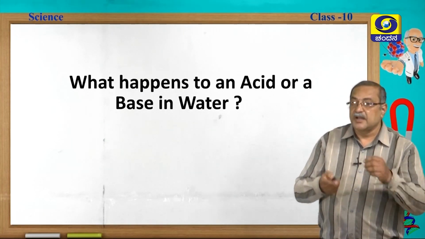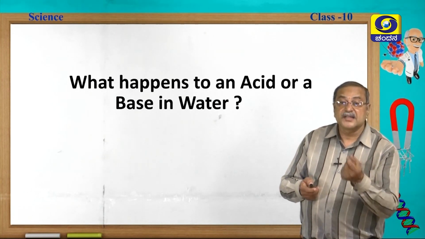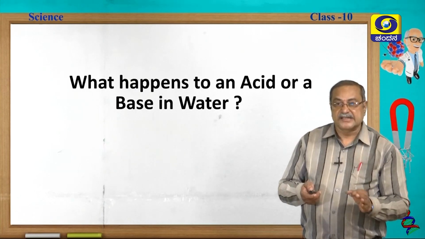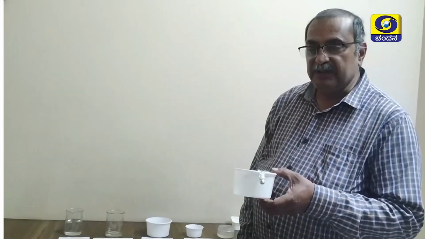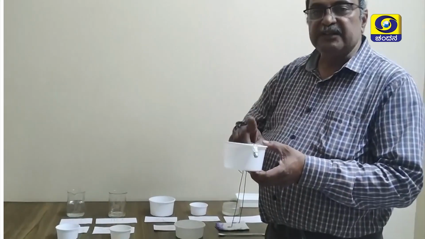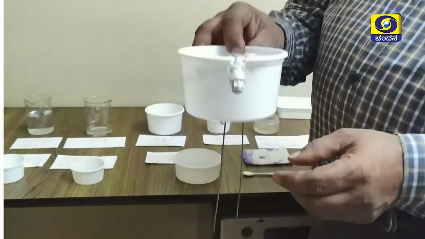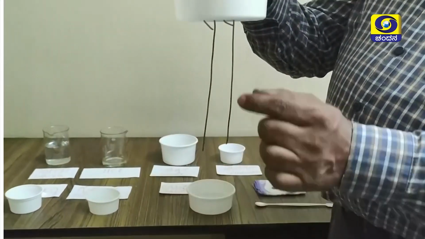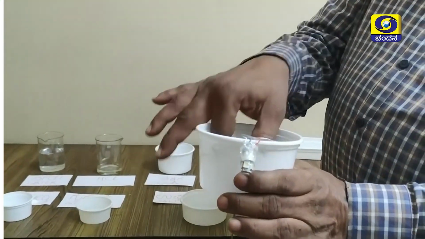Really what is happening, I told. They are going to dissociate into ions and they are responsible for conducting electricity. Here I have the instrument which is going to be used for checking whether it is acid or base. I have taken a plastic bowl and a bulb is fixed in it, and these are the two metal, that is aluminum wires, that I have kept.